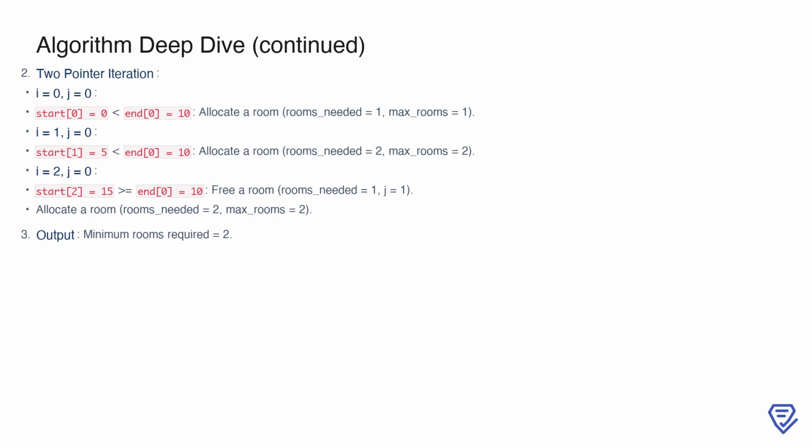At the beginning, both pointers i and j are at position 0. The first meeting starts at time 0, which is before the earliest meeting ends at time 10. We allocate a room, so rooms_needed becomes 1, and max_rooms is updated to 1. At the next start time, 5, the meeting still overlaps with the one ending at 10, so we allocate another room, bringing rooms_needed to 2, and updating max_rooms to 2.